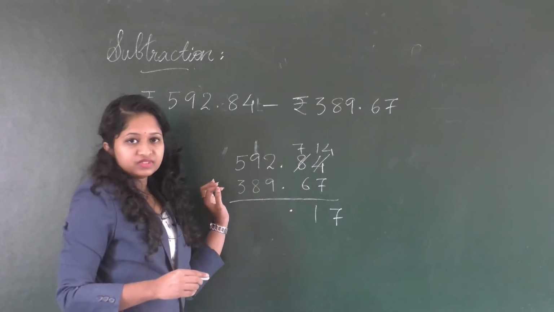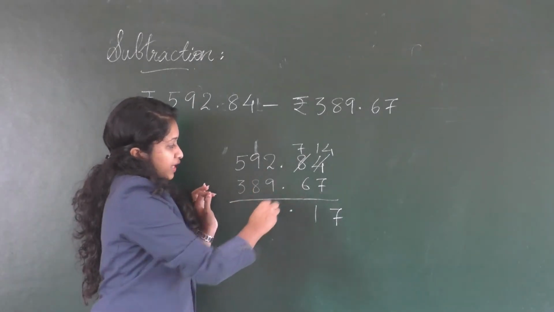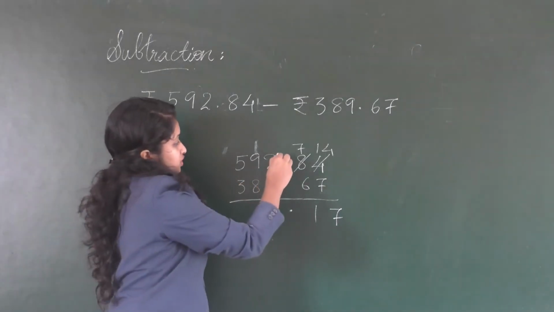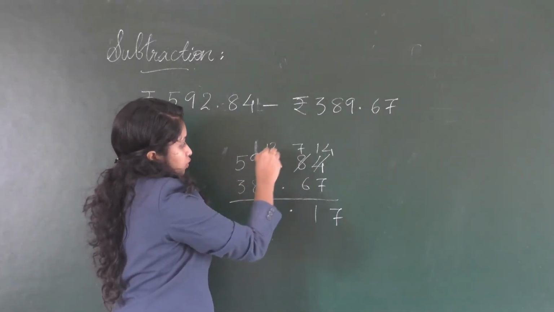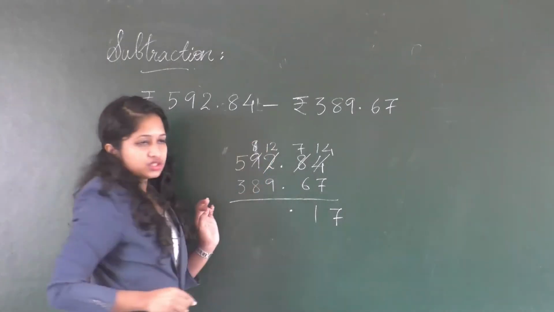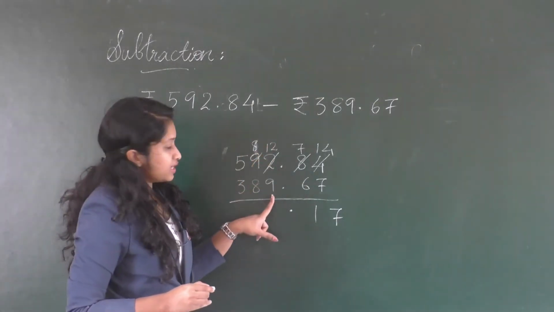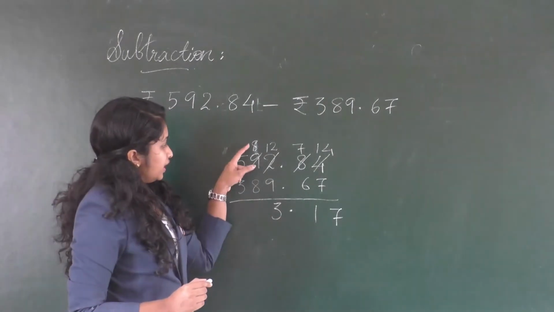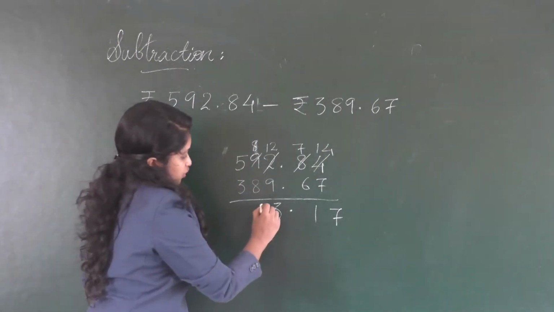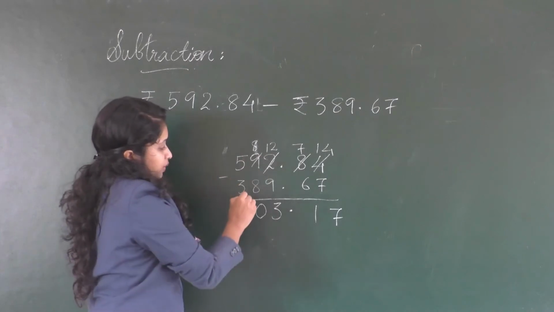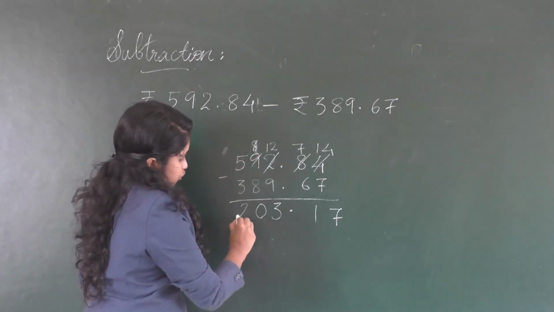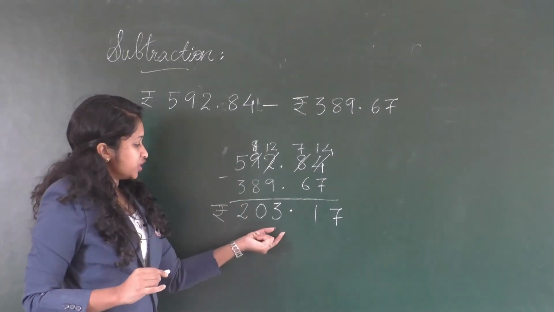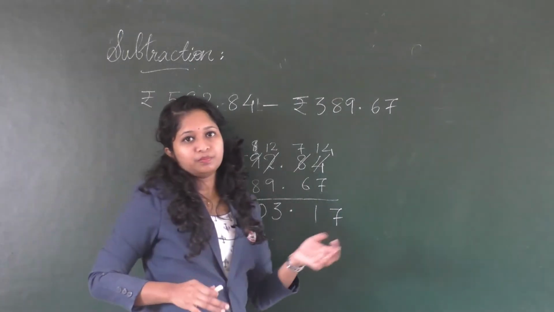Next, here we have 2 and 9, so we have to borrow from here. So this becomes 12 and 9 becomes 8. 12 minus 9 is 3 and 8 minus 8 is 0 and 5 minus 3 is 2. So the answer is 203 rupees 17 paise.